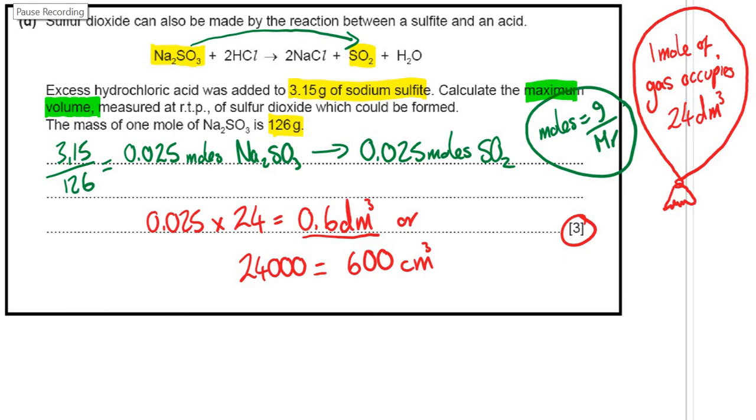It's really important though that you put units. You can't just put 0.6. You would lose that mark, because 0.6 what? You need to say it's 0.6 dm cubed, or you need to put 600 centimetres cubed. Units are required here.